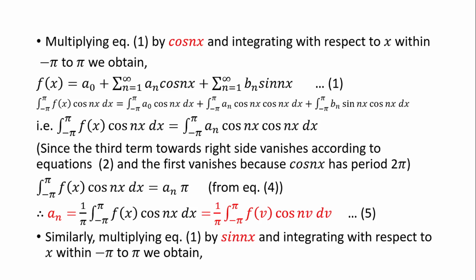Now initially we multiplied equation 1 by cos nx. Now multiply it by sin nx and integrate with respect to x within limits of integration minus pi to plus pi. So here the term that survives is the integral from minus pi to plus pi of bn sin nx dx on the right side.